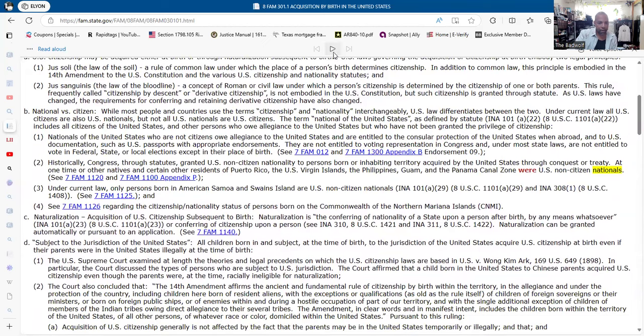Okay, now let's keep going so I can prove more of my point. Nationals. See 7 FAM 1120 and 7 FAM 1100 Appendix P. 3. Under current law, only persons born in American Samoa and Swains Island are U.S. non-citizen nationals. Once again, U.S. non-citizen nationals. Nationals, INA 101(a)(29), 8 U.S.C. 1101(a)(29), and INA 308(1), 8 U.S.C. 1408. See 7 FAM 1125 and 7 FAM 1126 regarding the citizenship/nationality status of persons born in the Commonwealth of the Northern Mariana Islands. So what they do is they mention the Northern Mariana nationals, the American Samoa nationals, but there's also the national of our non-citizen U.S. national, different than these. These encompass all of what we have here.